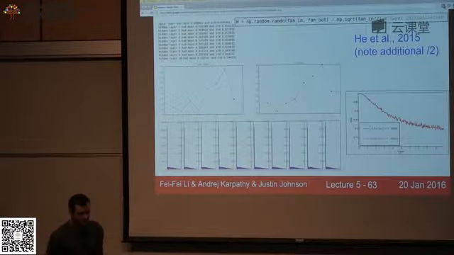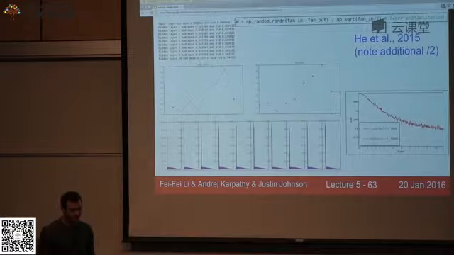Go ahead. Would it make any sense to standardize the gradient coming in by dividing by the variance or something?